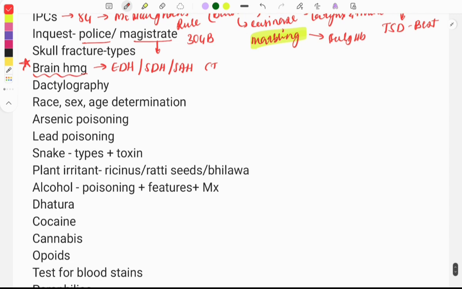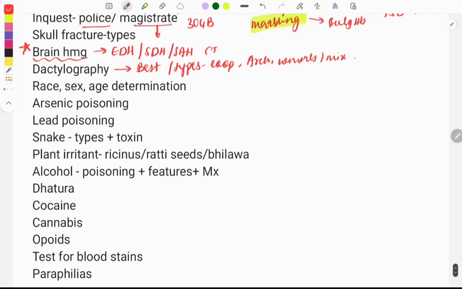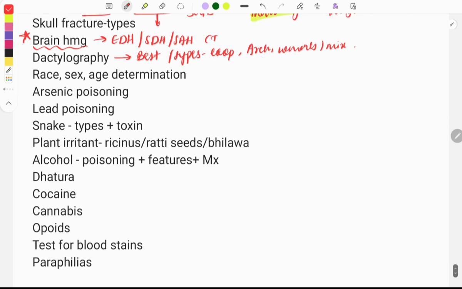So moving on, human identification. The best method for human identification is dactylography. This is fingerprinting. You need to know the types of the fingerprints, like the loop, which is the most common, and then others are the arch, then whorls, and the composite, which is the mix. Image-based questions are asked, so you need to know which kind of fingerprint looks like what.